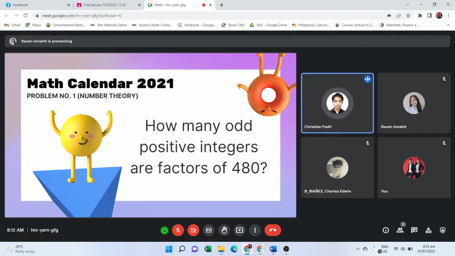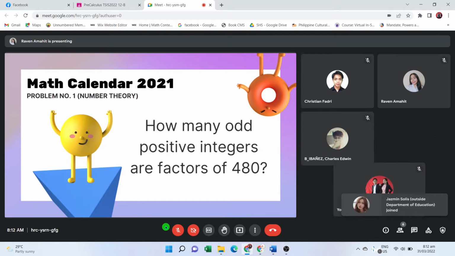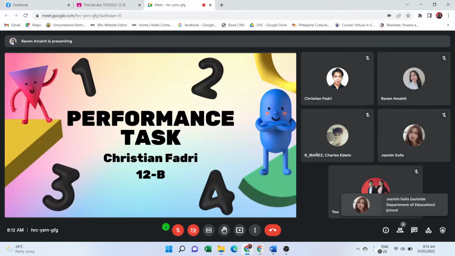Wait lang po sir, lipat lang po ako. Ito po sir, simulan ko na po.